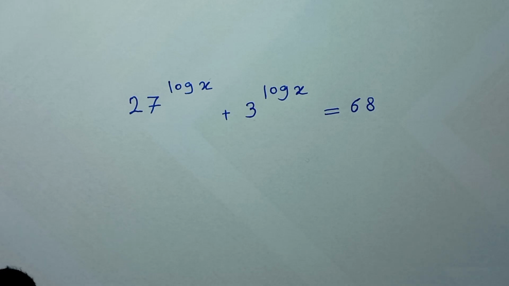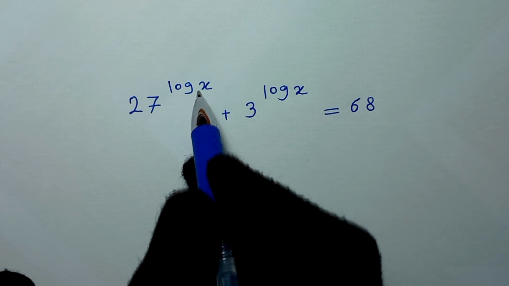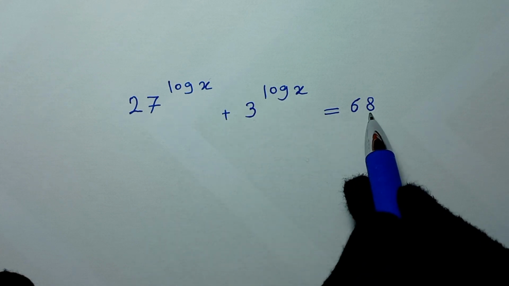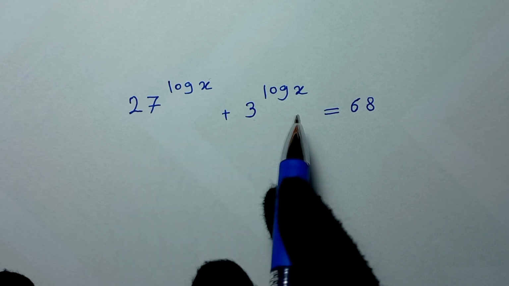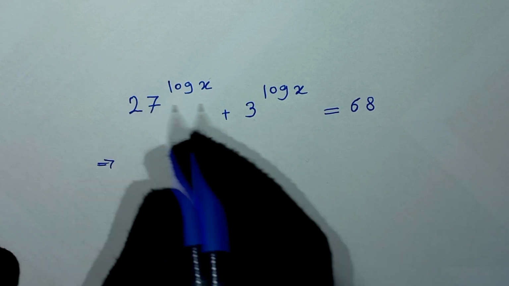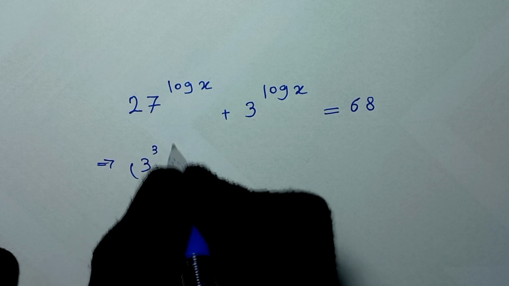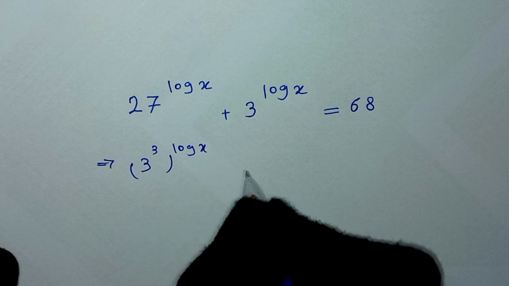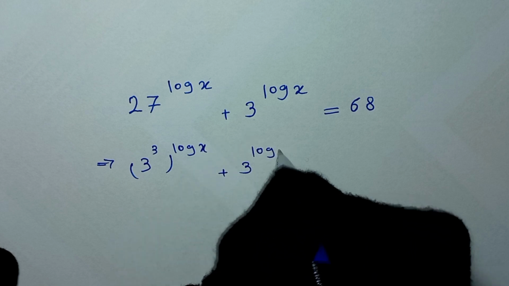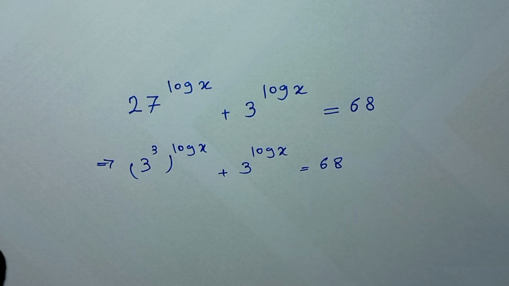Hello my friends, you're welcome to solve this math problem: 27 to the power of log x plus 3 to the power of log x is equal to 68. Find the values of x. In the first step, we write 27 as 3 to the power of 3, raised to the power of log x, plus 3 to the power of log x is equal to 68.